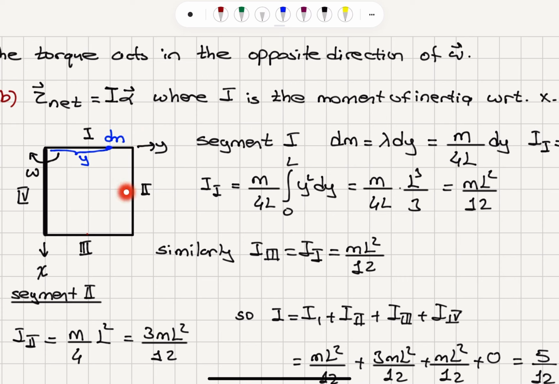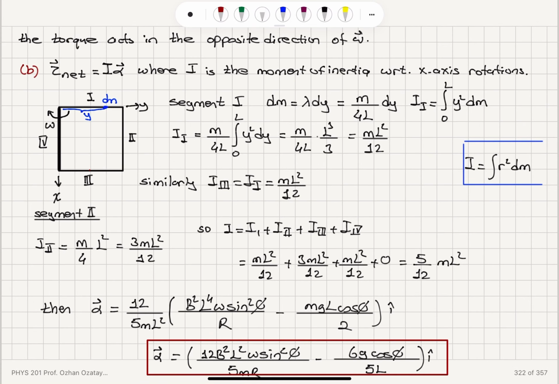For segment 2, it's very easy because the distance for each mass element is basically L. So m over 4 times L squared is the moment of inertia. But for segments 1 and 3, I have to do this integral m over 4L y squared dy from 0 to L to cover all mass element contributions. And the total moment of inertia is 5 over 12 mL squared. So net torque divided by the total moment of inertia gives me the angular acceleration alpha.